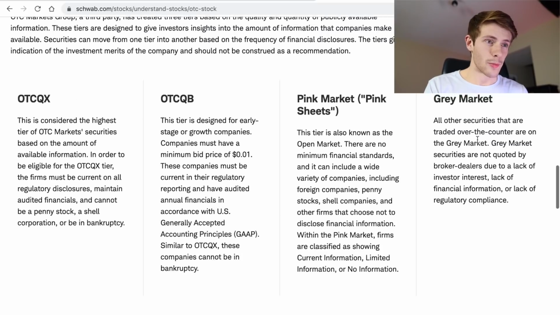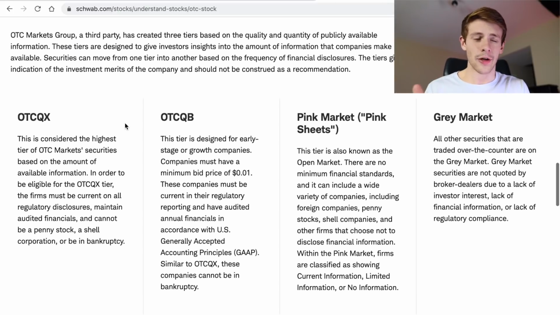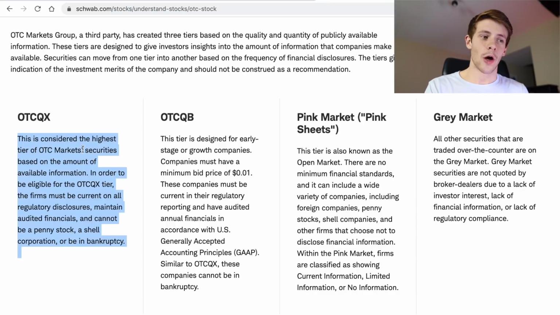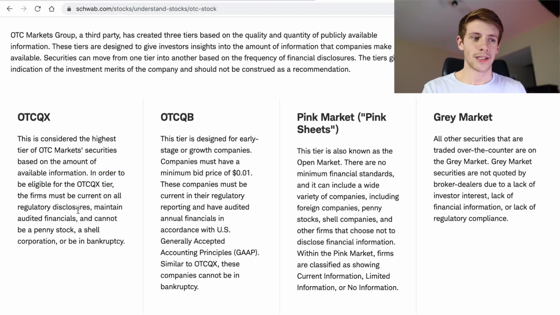Now, this is actually on the Schwab's website, but you can see here, there's different standards of OTC. So OTCQX, this is the highest tier of the OTC markets based on the amount of available information. So there's actually some more strict requirements to be on here. You have to be current on all the regulatory disclosures. You have to have audited financials, which is a big deal. And if you don't know what that means, you have a separate outside company come in and verify that you're actually making what you say you're making.